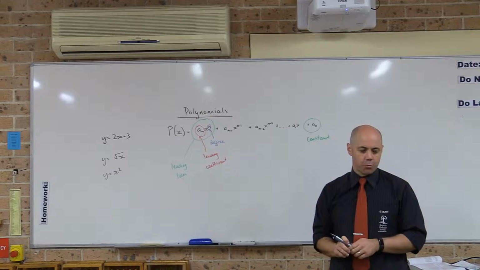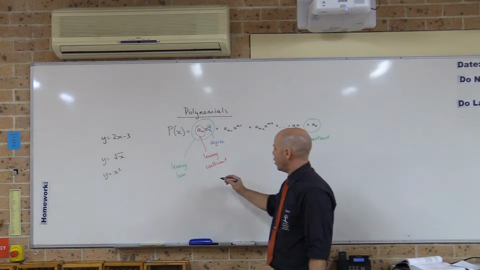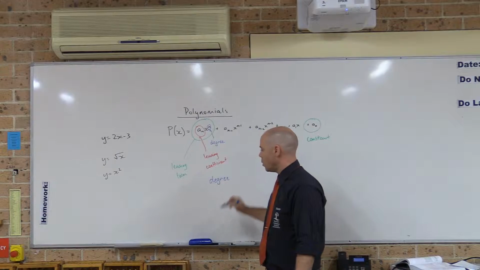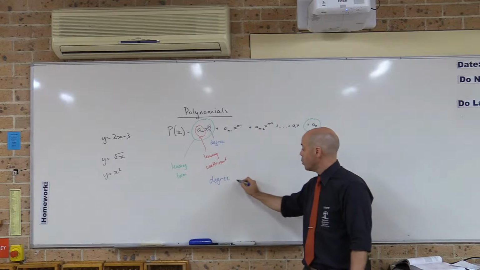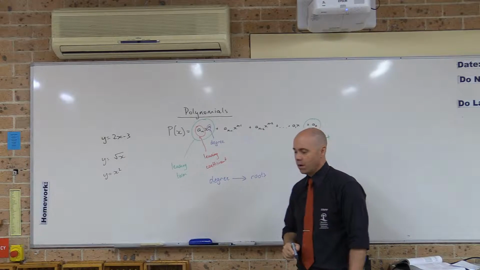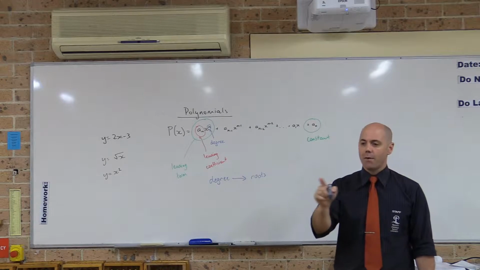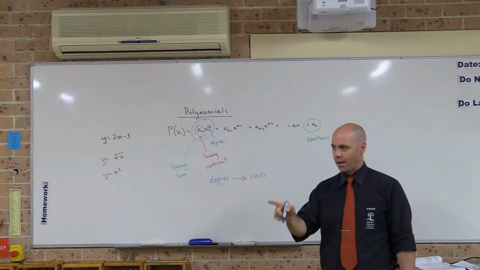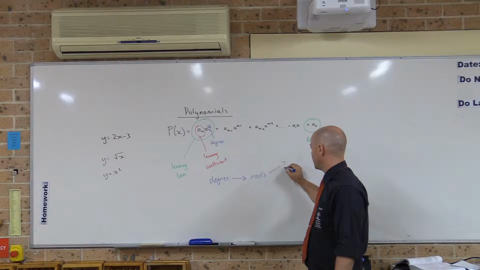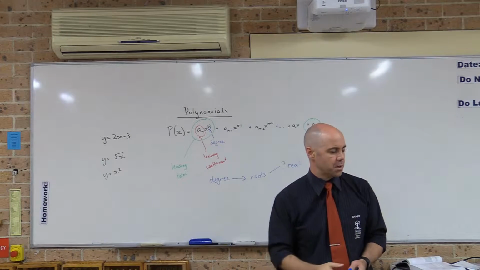And something important to realise is this, that whatever the degree of a polynomial is will tell us how many roots there are of that polynomial. However, sometimes those roots may not all be real. And that's where we get onto stuff with Extension 2 maths.